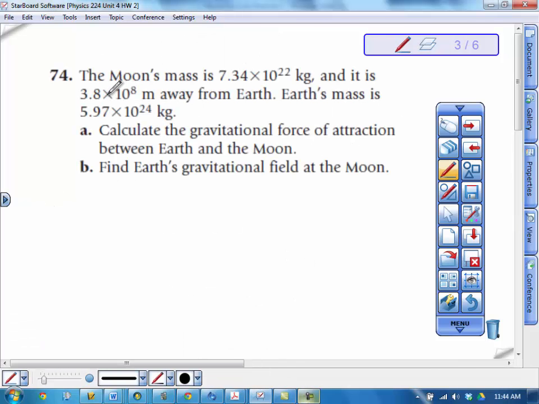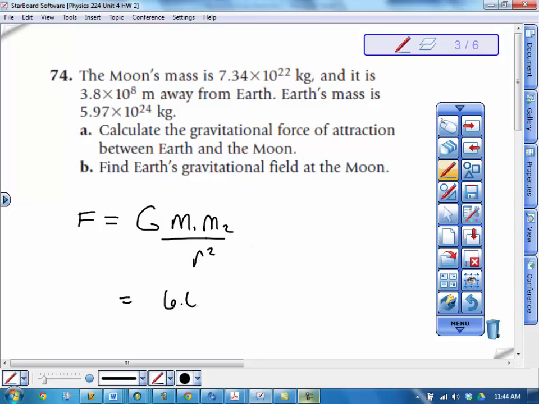Next question, 74, says the moon's mass is 7.34 times 10 to the 22. And it gives us the distance away from the Earth. It gives the Earth's mass, and it says calculate the gravitational force of attraction between the moon and the Earth. If you look at your formula sheet, that's this formula, the universal law of gravity.